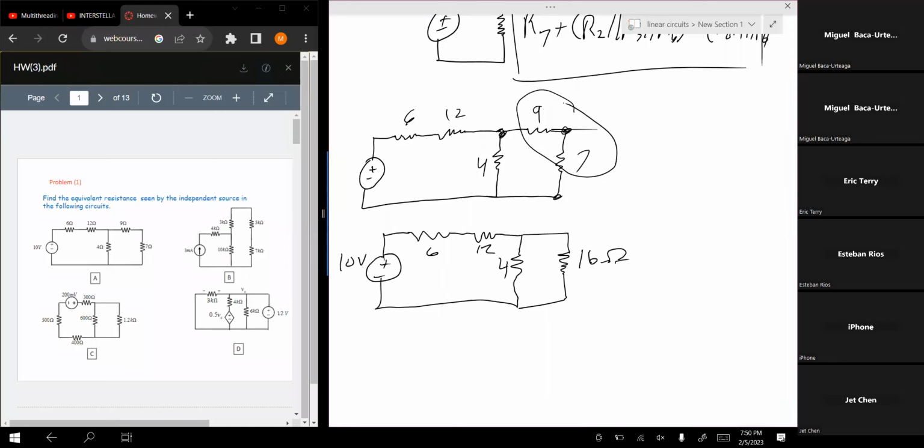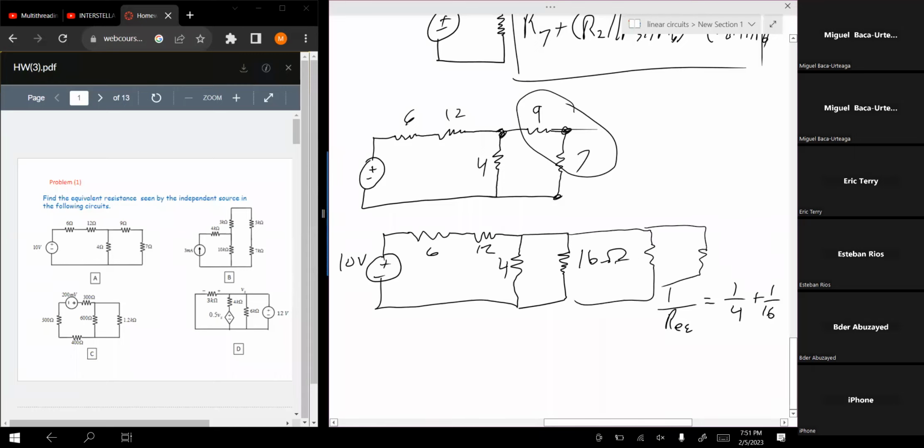Now, one other simplification that we can do is these two resistors are now in parallel. Parallel combinations are a little different than series, and they work like this. You have 1 over R equivalent is equal to 1 over 4 plus 1 over 16. Now, you can expand this to include as many parallel resistors as you need. So if I have another one and then I have another one, it's just plus.